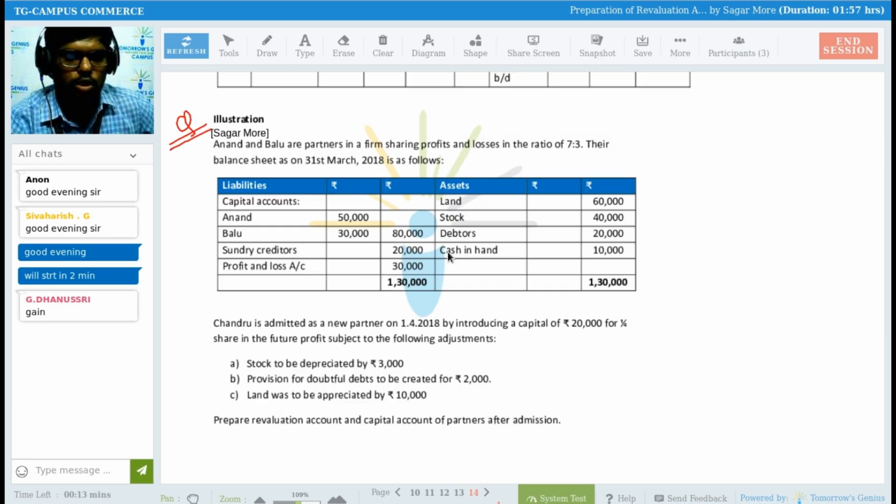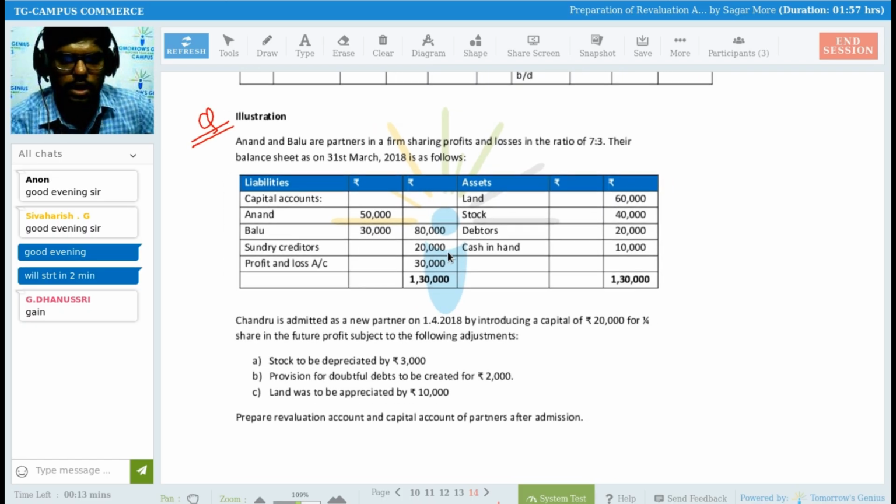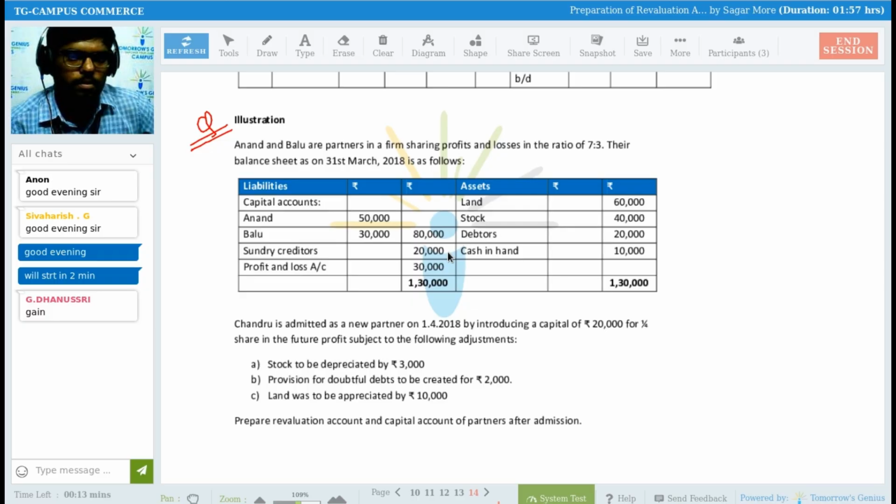You can take a pic. If you are not getting the PDF of this whiteboard, then you can take a pic of this question, and you have to solve this in your notebook. Please see whether you are getting it or not. It's very much simple. I'm just giving you an overview, then you can solve this.